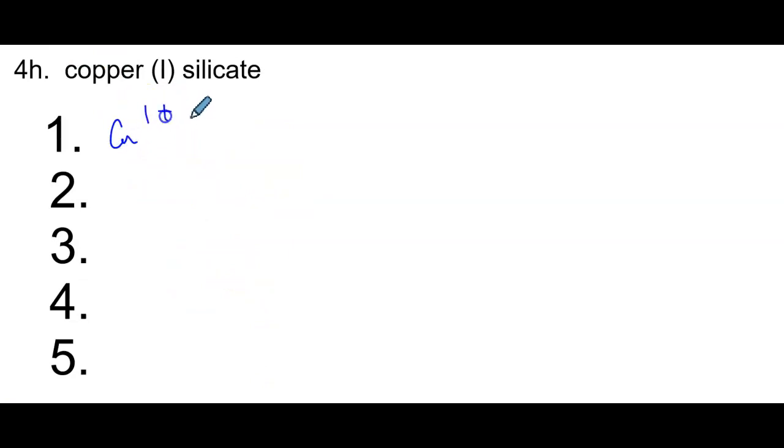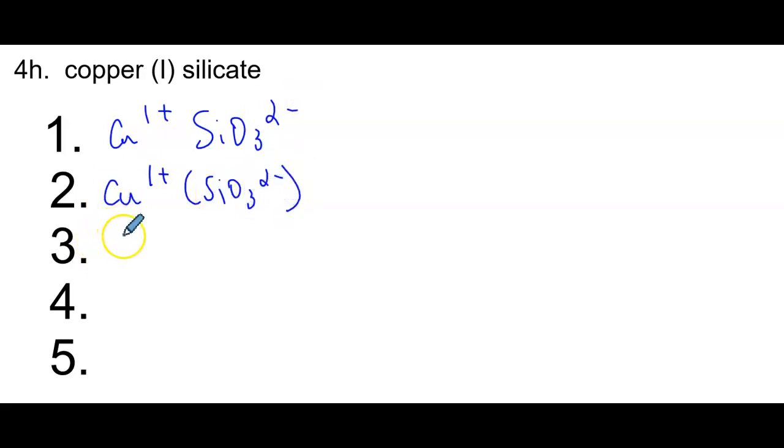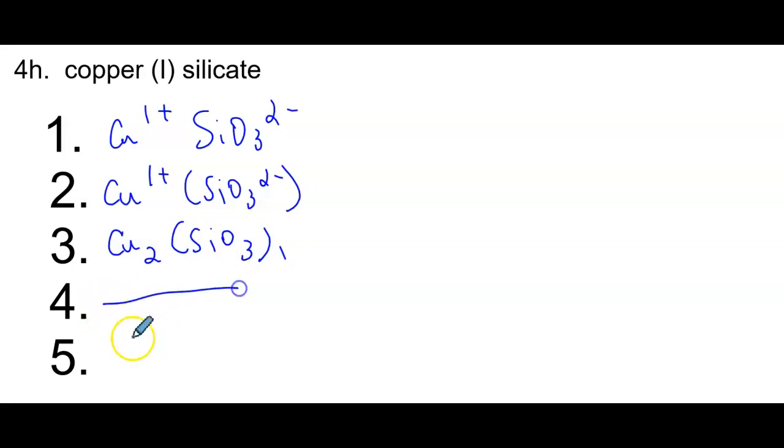This is Cu 1 plus, SiO3 2 minus. Cu 1 plus, no parentheses, SiO3 2 minus. Need parentheses, crisscross. Nothing to reduce, clean up. The SiO3 is followed by 1, so I'd get rid of the parentheses.